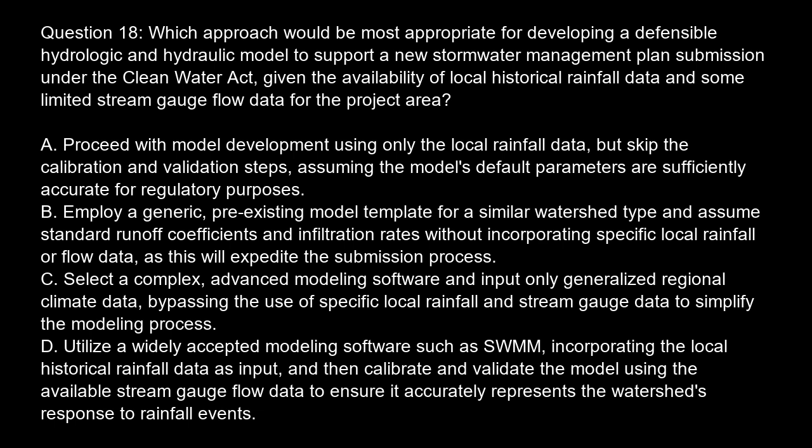Option C. Select a complex, advanced modeling software and input only generalized regional climate data, bypassing the use of specific local rainfall and stream gauge data to simplify the modeling process. Option D. Utilize a widely accepted modeling software such as SWMM, incorporating the local historical rainfall data as input, and then calibrate and validate the model using the available stream gauge flow data to ensure it accurately represents the watershed's response to rainfall events.